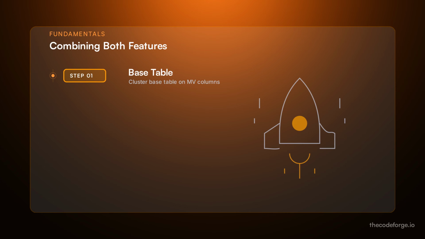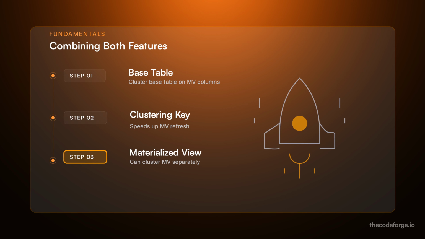For maximum performance, combine both features. Cluster the base table on columns used in the Materialized View's group by or where clauses. You can also cluster the MV separately for additional optimization. This speeds up both the view refresh and queries against the base table, enabling fast queries even for large datasets.